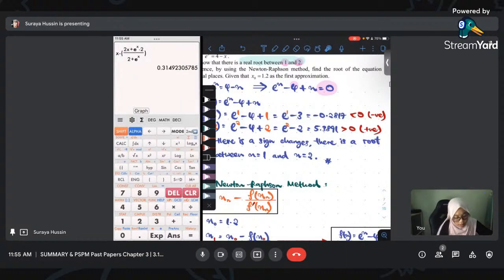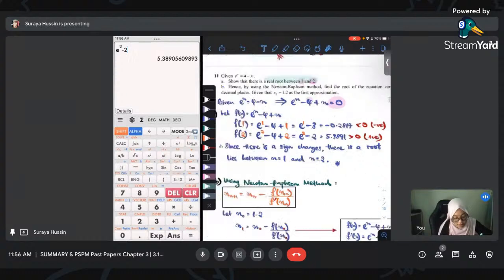And then, hang on. 2.718 minus 3. Okay. Yeah, you will get this one. And so it's a negative value. Kalau yang ni pula, exponent squared minus 2. You will get 5.389, which is positive value, positive sign.